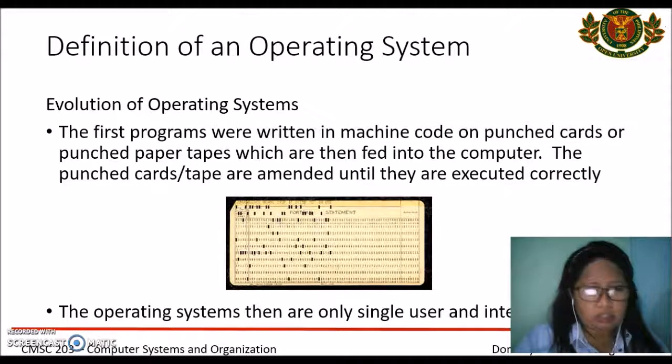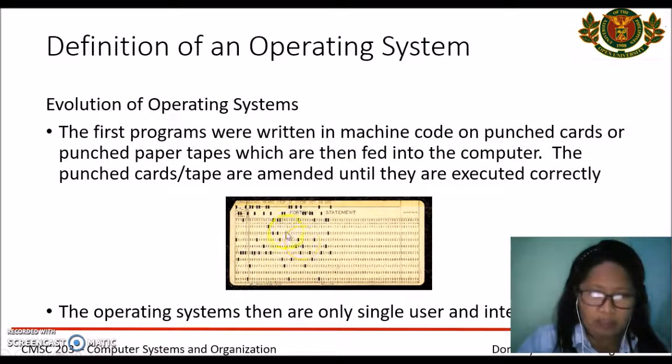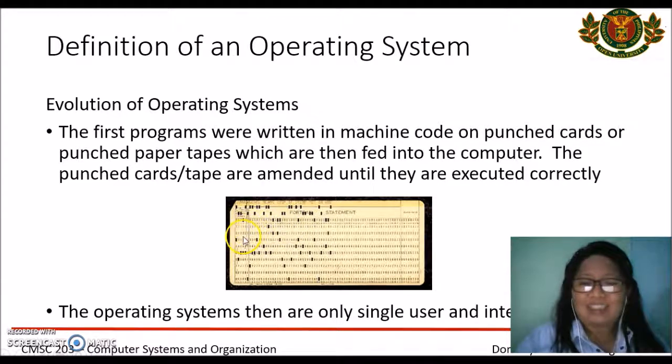So let us discuss the evolution of the operating system. At first, the first programs were written in machine code on punch cards or punch paper tapes, which were then fed into the computer. Then the punch cards or tapes are amended until they are executed correctly. The example is a diagram of a punch card. Then the operating system was only single user and interactive.